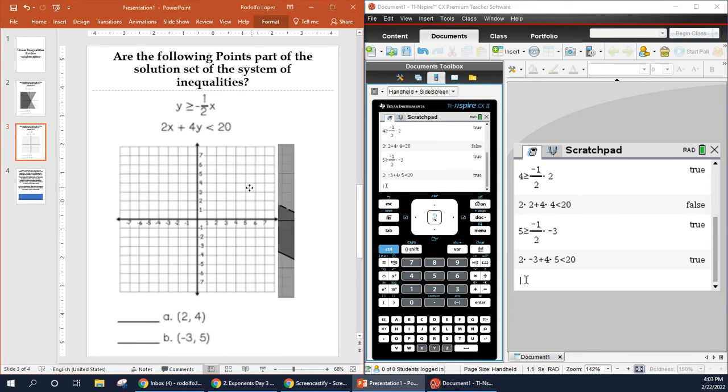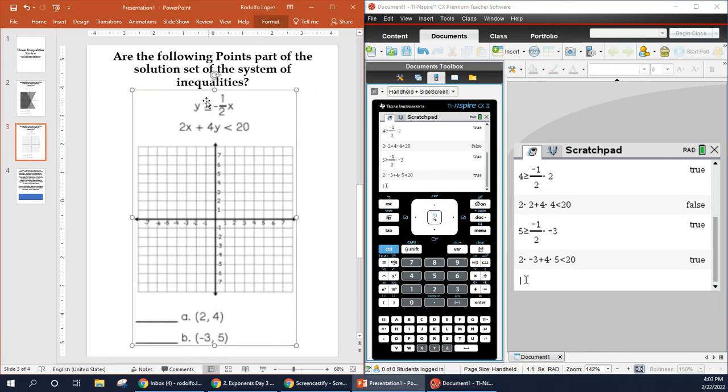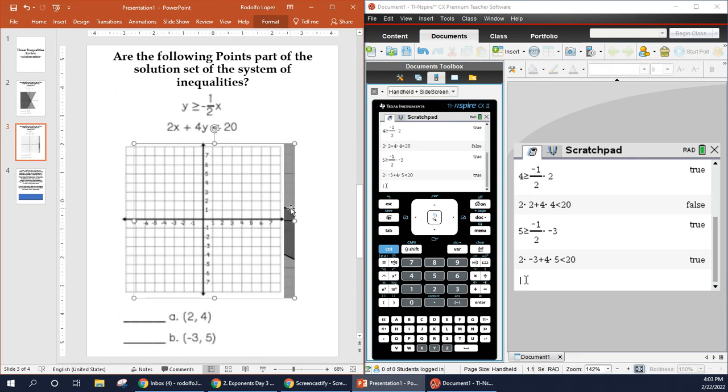Again, if we were to graph this, we would want to graph this one with a solid line. We have our slope, and 0 is our y-intercept. Here I can solve for y, and notice how this one's going to be a dotted line, and we're shading below because it's less than. And this is what it would look like.